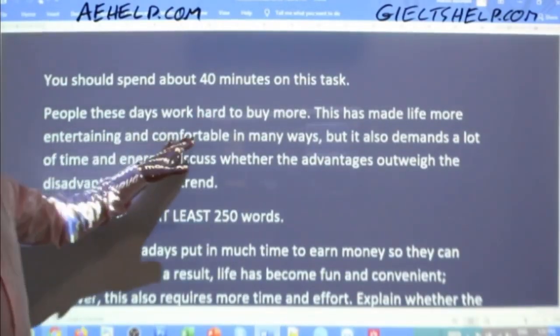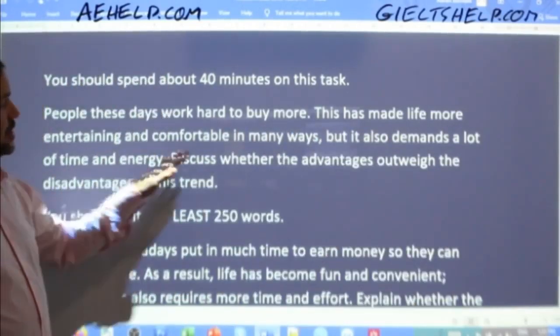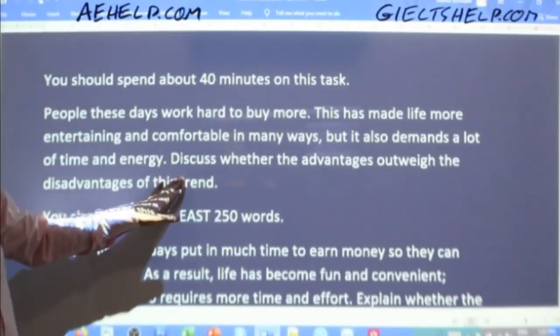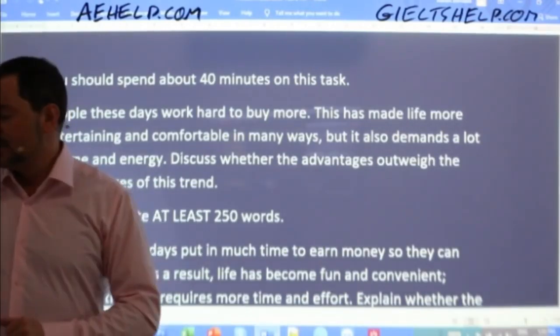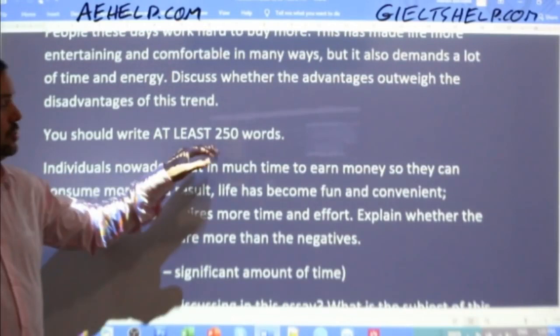People these days work hard to buy more. This has made life more entertaining and comfortable in many ways, but it also demands a lot of time and energy. Discuss whether the advantages outweigh the disadvantages of this trend. You should write at least 250 words.